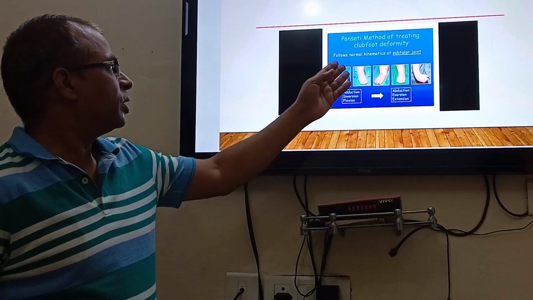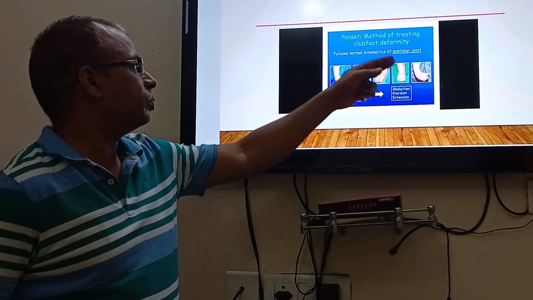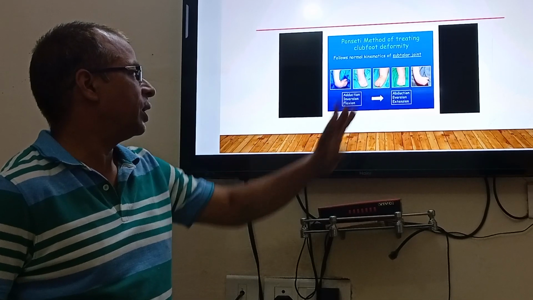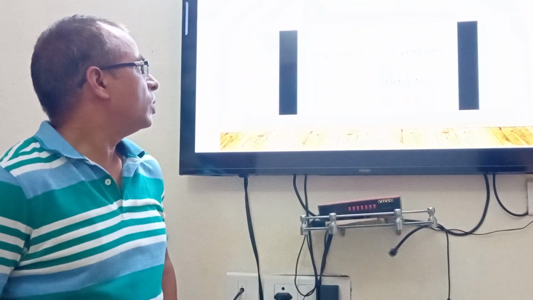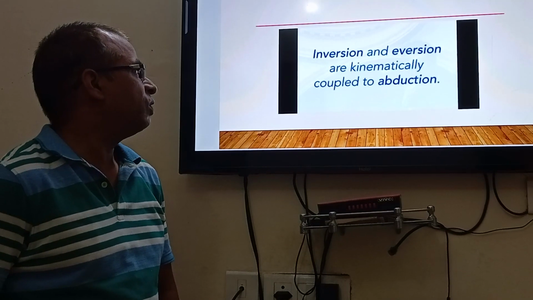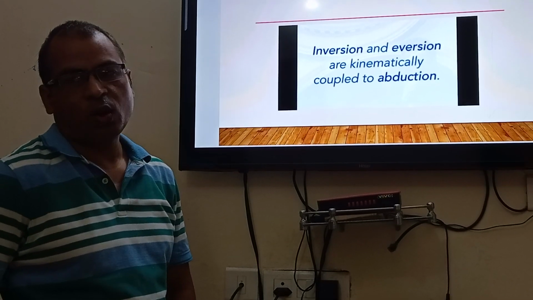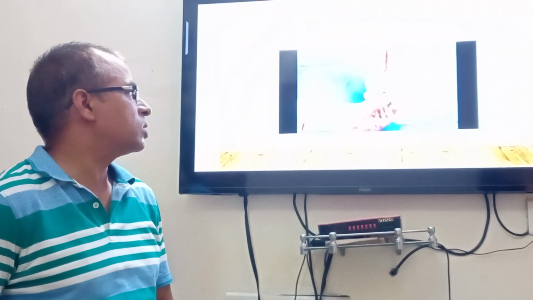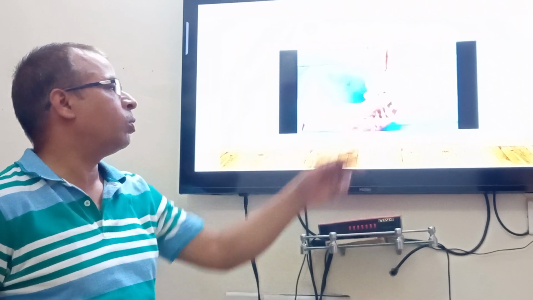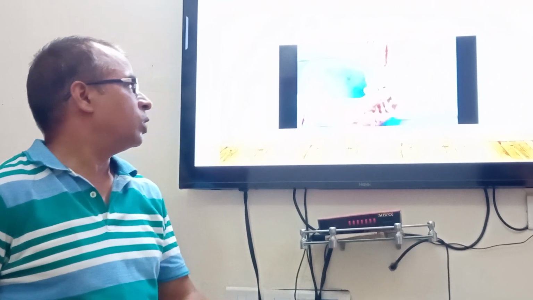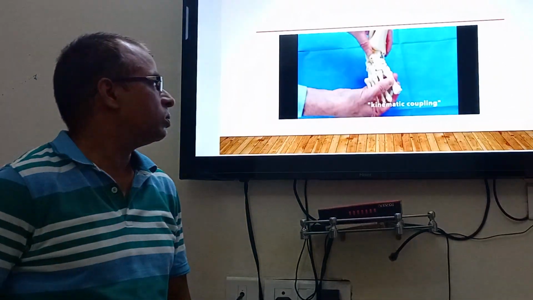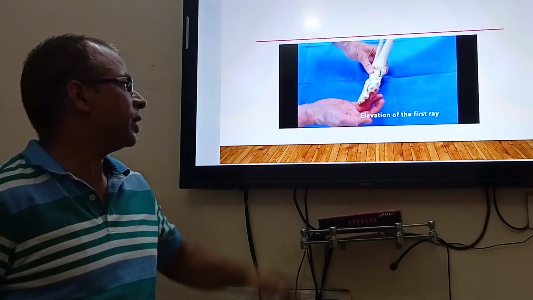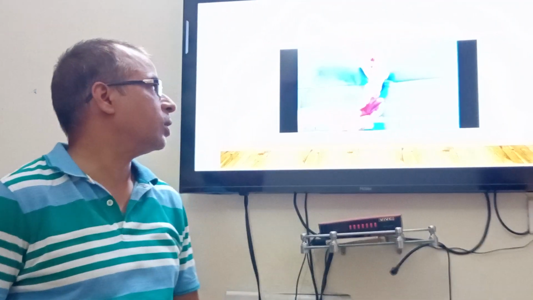Now the Ponseti method of treating clubfoot follows normal kinematics of the subtalar joints. Again, adduction, inversion, flexion goes into abduction, eversion and extension. So the next principle is inversion and eversion are kinematically coupled to abduction. And this is the kinematic coupling. In these diagrams, a skeletal model is used to demonstrate the kinematic couplings, and elevation of the first ray, again reducing the cavus deformity of the foot.